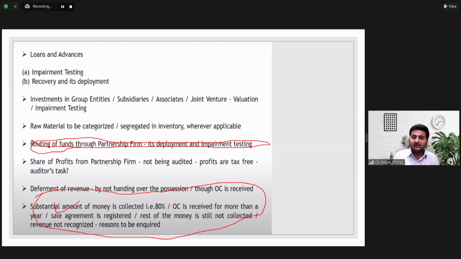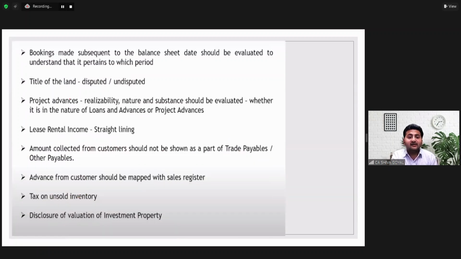You might be knowing that after a certain point of time, like 2 years, in income tax there is a deeming fiction that if there is a lapse of period beyond a certain limit, then income tax will be levied irrespective of the revenue recognition. Then there are certain land titles that have to be seen properly by the auditor.